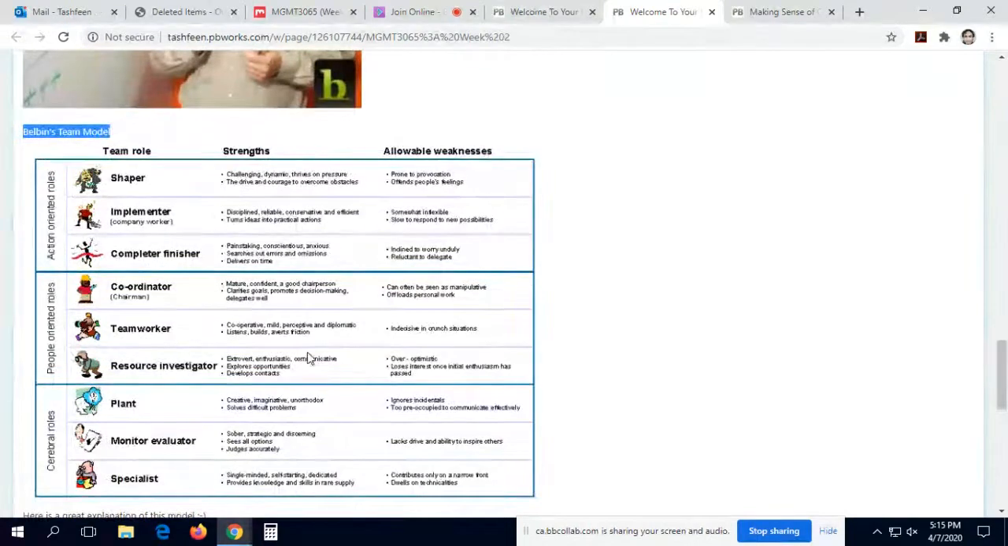I find this picture better than the one in the book. That is why I put it here. But it's the same thing. It's just that they have divided it into three different areas, like action-oriented roles, people-oriented roles, and cerebral roles.